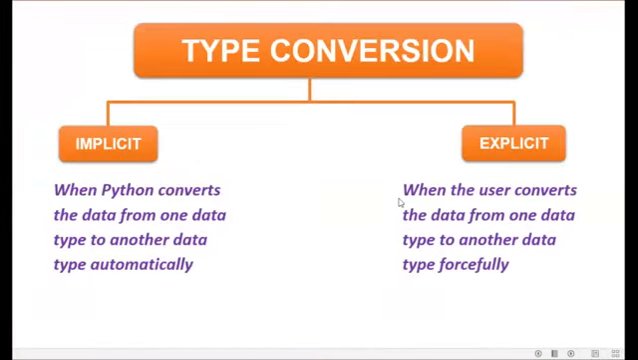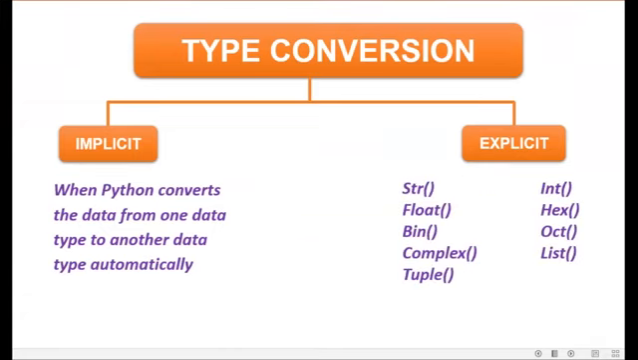Explicit. What is explicit conversion? When the user converts the data from one data type to another data type forcefully. Now here Python is not doing everything automatically, but the user is going to force Python to convert one data type to another data type. And how can we do it? We have a list of inbuilt functions for the same.